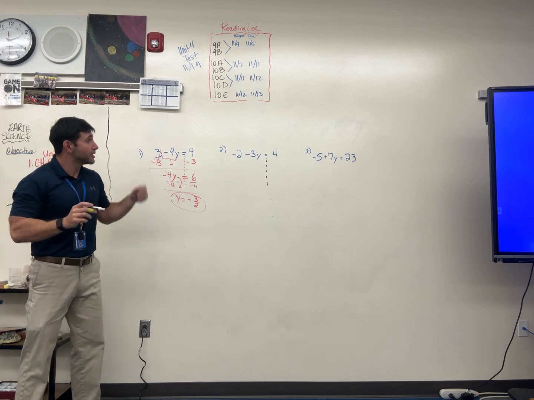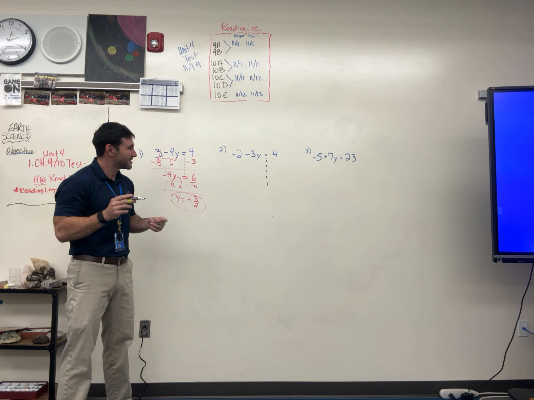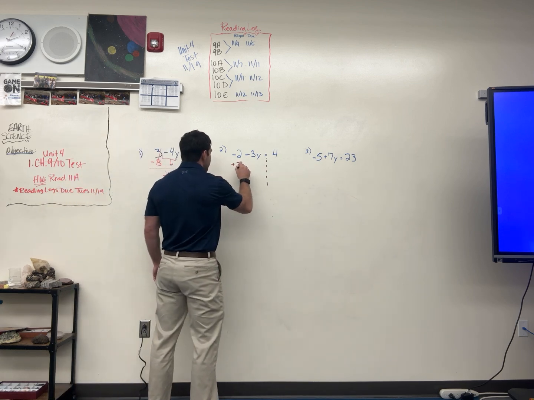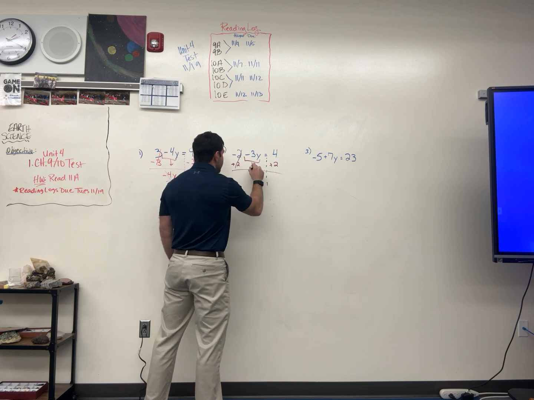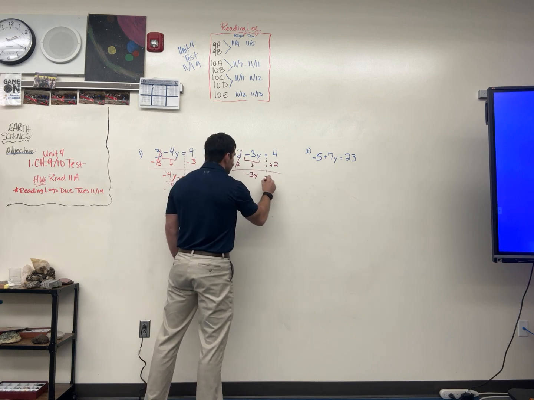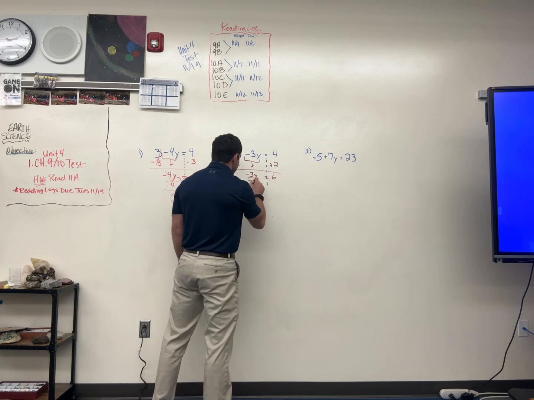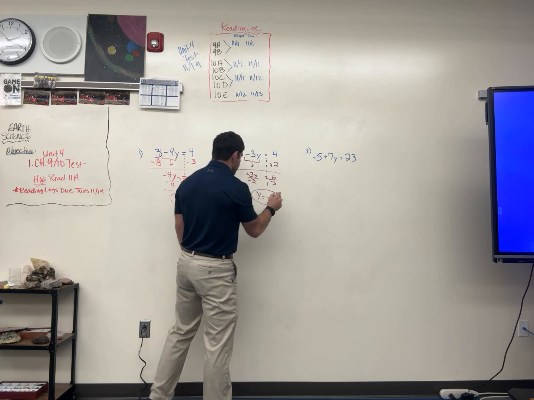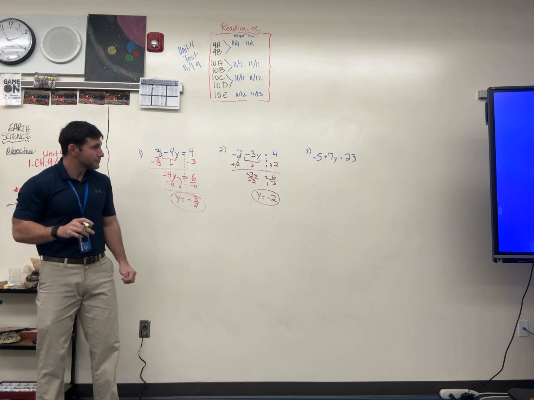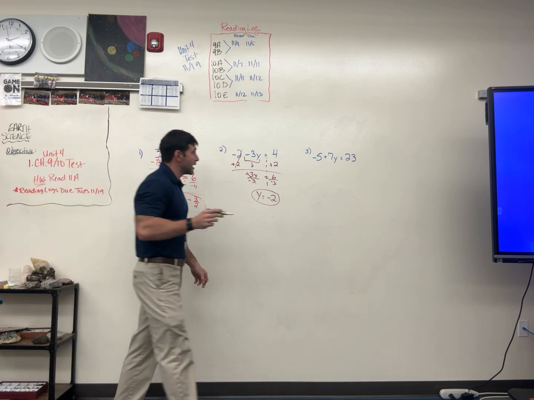Okay? So here, what do we need to do in order to get y by itself? Go ahead, Christian. You add 2 to each side. Add 2 to both sides. Very good. Once again, negative 2 plus 2 is 0. Negative 3y drops down. I can add 4 and 2. That gives me 6. I divide by negative 3. That gives me y equals negative 2. Okay? Still pretty easy. Nothing hard about this.